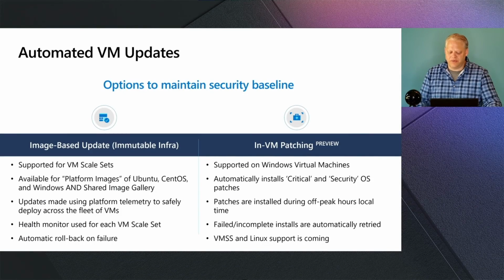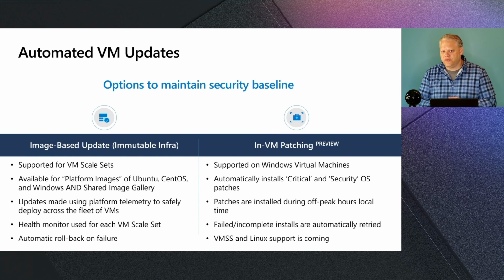Now, on the left side of the slide here, we have our image-based patching. This has existed since last Ignite. It allows for automatic updating when doing image-based patching. This is where you have a set of virtual machines in a scale set, and to update them, you bring in a new image and roll out new instances. In this model, it's what's also called immutable infrastructure by some customers. You can update based on platform images, or you can update based on custom images, leveraging our shared image gallery. And this is a great model for really large scale-in, scale-out type applications.